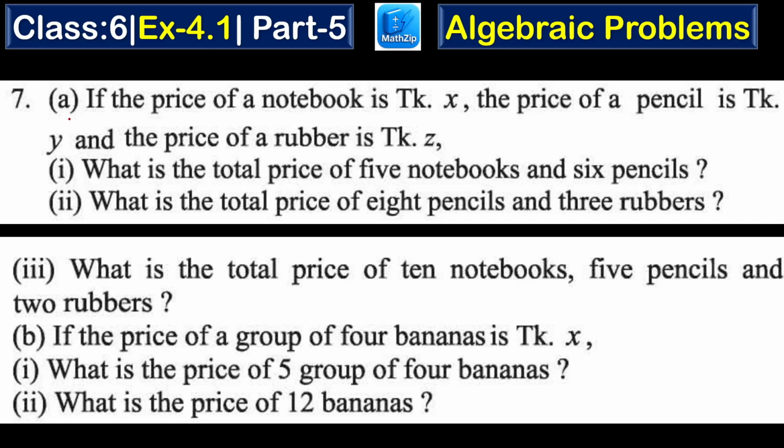Today we will start from number 7, because in the previous part we already completed up to number 6. Number 7 has two parts, A and B. We will try to solve step by step. Part A: if the price of a notebook is X taka, the price of a pencil is Y taka, and the rubber price is Z taka. Our first question: what is the total price of 5 notebooks and 6 pencils?